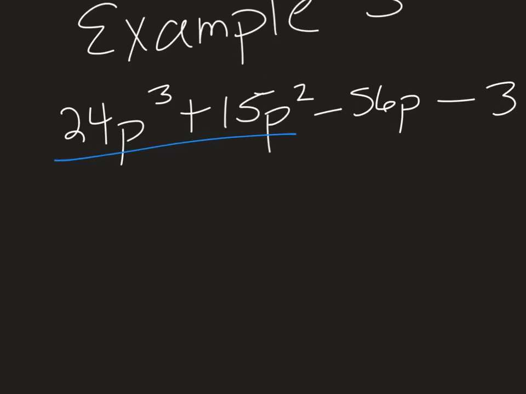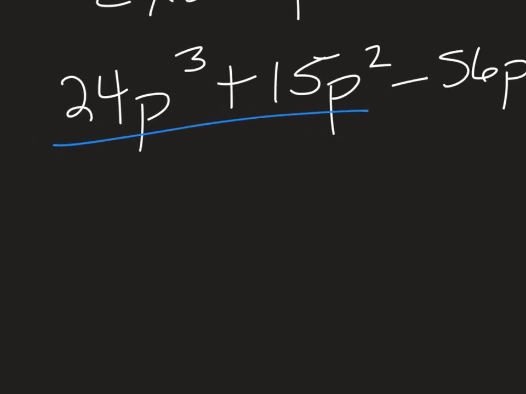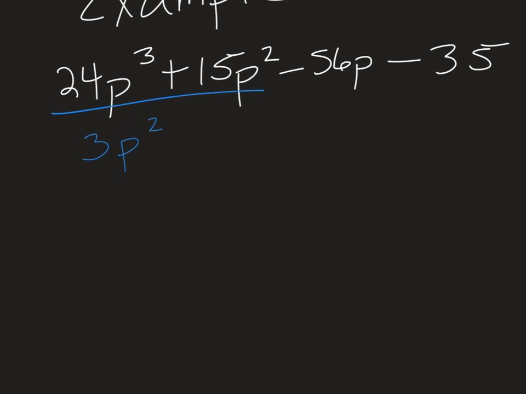So I'm going to look at my first group here, the 24p to the third and the 15p to the second. So the largest number that can be factored out of both 24 and 15 is a 3. Here I have 3 p's and I have 2 p's in this term. So that means the greatest thing they have in common is 3p to the second. Then I'm going to look at my second group, and I am going to see that the largest number I can factor out of 56 and 35 is a 7.